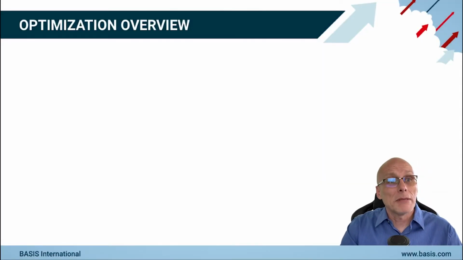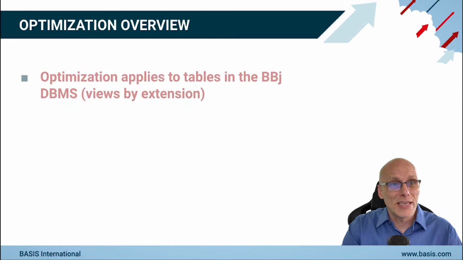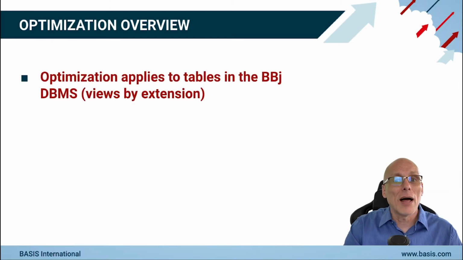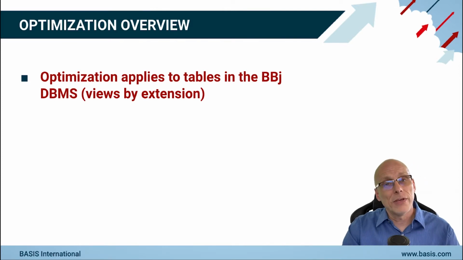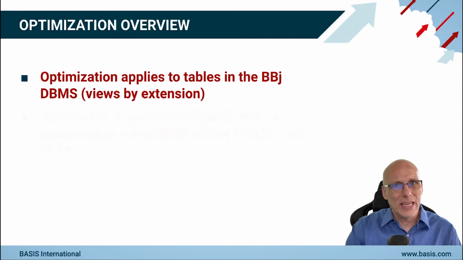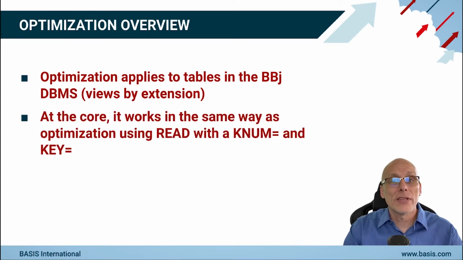All right, let's talk now a little bit about optimization, since that's what this session is primarily about. So optimization applies to tables in the BBJ DBMS and views by extension. Since views access tables, it would apply also to views in a sort of indirect way. At the core, it works in the same way as optimization using read, with a KNUM equal and a KEY equal. So if you have read statements and you're familiar with using a KNUM equal and a KEY equal, essentially the optimization in the SQL engine works in that same way.